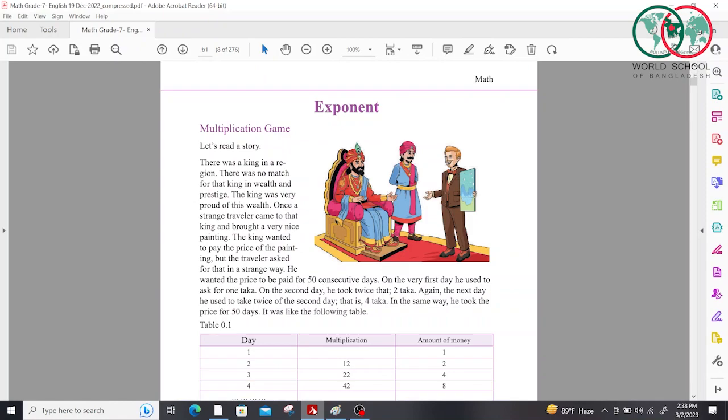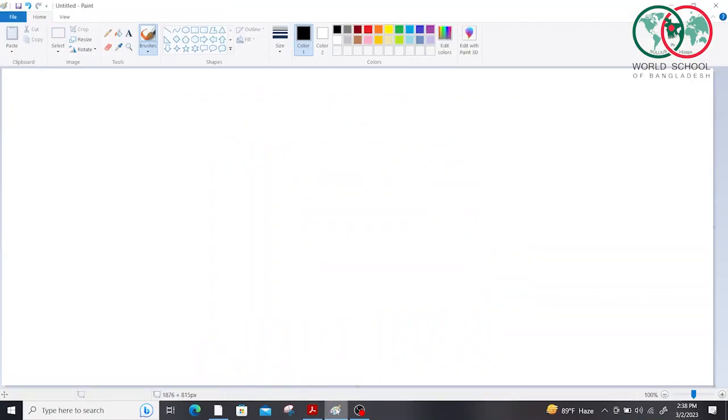Today we'll go through chapter 1 of mathematics of class 7. The topic of today is exponent. To understand exponent, first we have to go through a multiplication game. So suppose I want to multiply the same number.